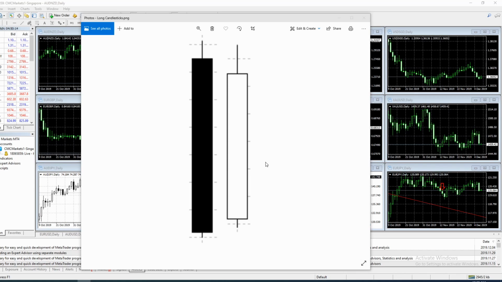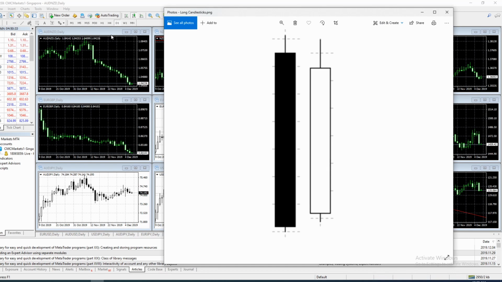Let's start going a bit deeper into the various types of Japanese candles and what they usually mean for the traders. The first one that we see here is our typical long candlesticks. Long has to be relative to the size of the candles right beside it. Usually we will say on the average of the last 5 days.